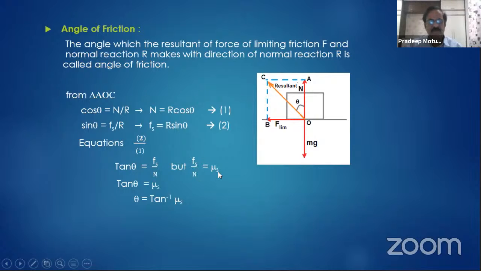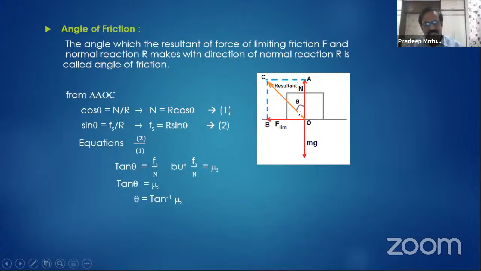This Fs by N is equal to mu, the coefficient of friction. This is mu s, the coefficient of static friction. This mu is a constant. Therefore, tan theta is equal to mu s. Finally, theta is equal to tan inverse mu s. In this way, you can calculate the angle of friction. Again, what is the angle of friction? It is the angle between the normal force and the resultant force, theta.